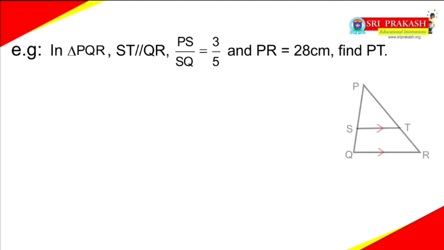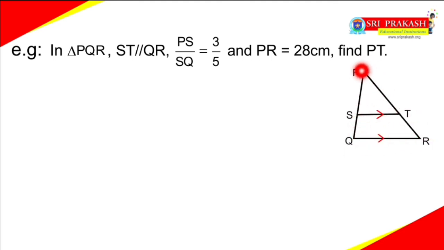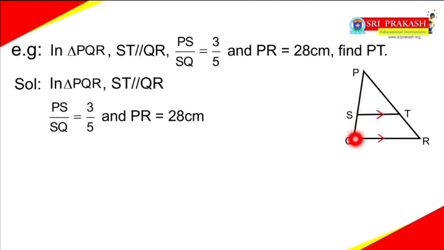Next, children, in triangle PQR, ST is parallel to QR, PS by SQ is equal to 3 by 5 and PR is equal to 28 centimeters. Find PT. Let us start. Children, according to the problem, in triangle PQR, ST is parallel to QR. Next, PS by SQ is equal to 3 by 5 and PR is equal to 28 centimeters, which is given in the problem.